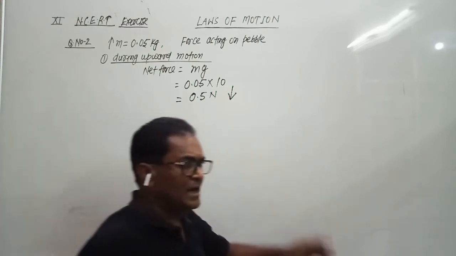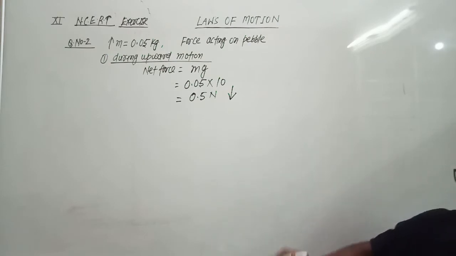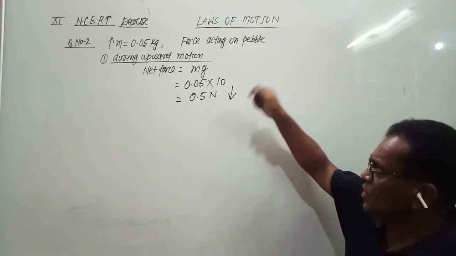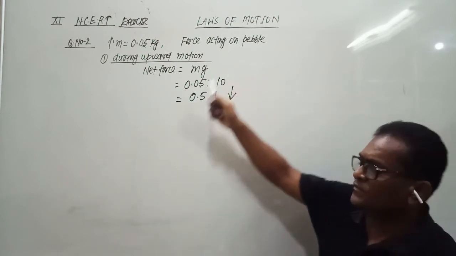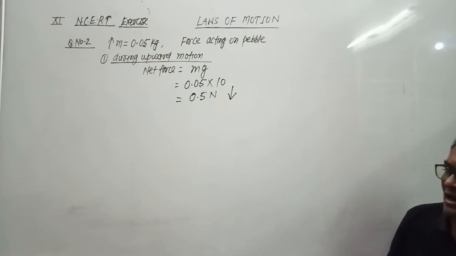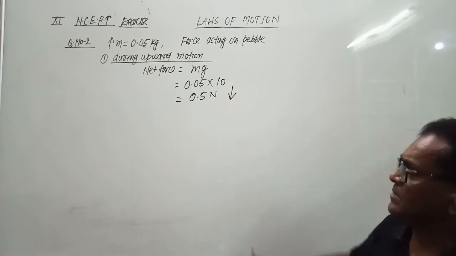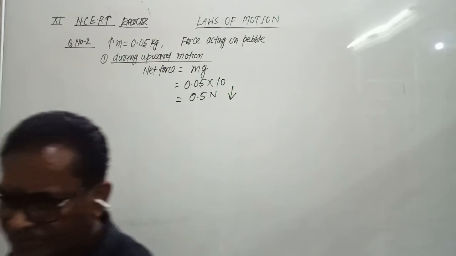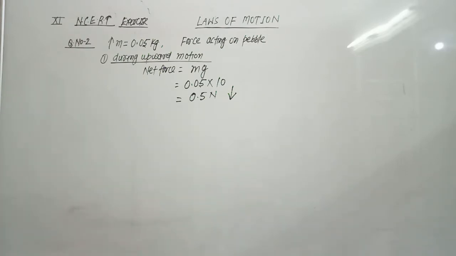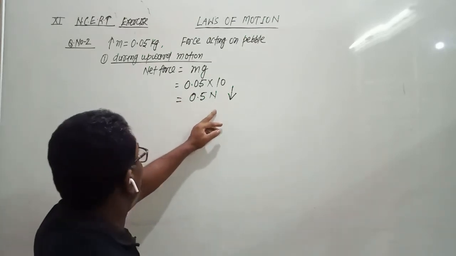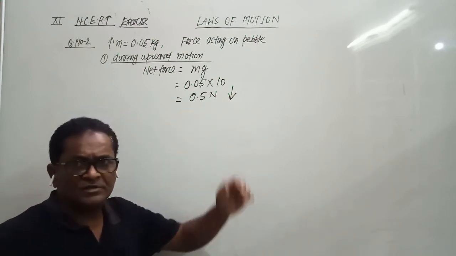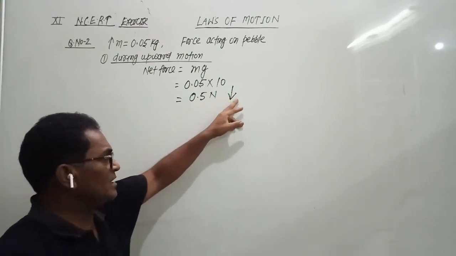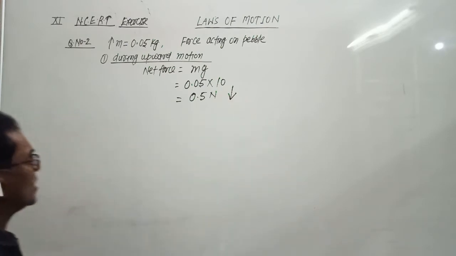So there is a pebble of mass 0.05 kg thrown vertically upward, and we have to find the magnitude and direction of the force acting on the pebble. The net force is in terms of the weight of the body, and weight is equal to m into g, mass 0.05 and the value of g is 10. So the net force is 0.5 Newton and its direction is downward.